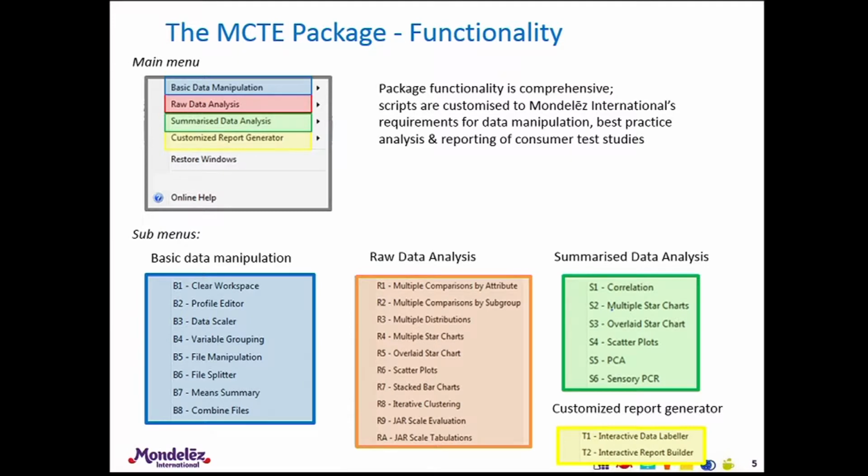The other part is raw data analysis, a series of charting tools which perform at the individual consumer level. So it's a consumer test, 300 consumers, and we're doing analysis by individual consumer under raw data analysis. And there's the summary data analysis section, which works on charting the average data, just showing the product averages. And then the last bit is the customized report generator, which is something new. David will show and illustrate something about that later.